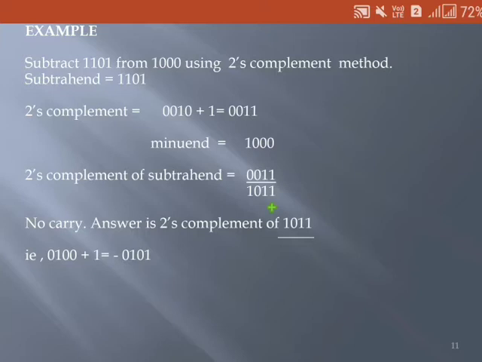And in the second case, that is when the subtrahend is larger than the minuend, what you are doing? Again, the first step is taking the 2's complement of the subtrahend and adding it to the minuend. Whatever result you get is the 2's complement of the result. Again, if you take the 2's complement, you will get the original result with a negative sign. So these are the two procedures for case 1 and case 2 for subtraction of two binary numbers using 2's complement representation.